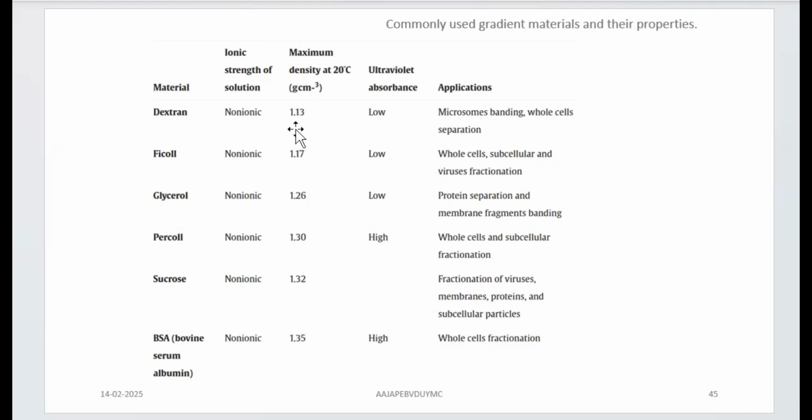Now, based on the desired molecule or the molecule of your interest to be separated, you have to choose the best possible gradient material wherein these values are also of concern. But you see there are not many differences. It ranges between 1.13 to 1.3035. That's it. But when it comes to centrifugation, this 0.01 unit difference is also very important.